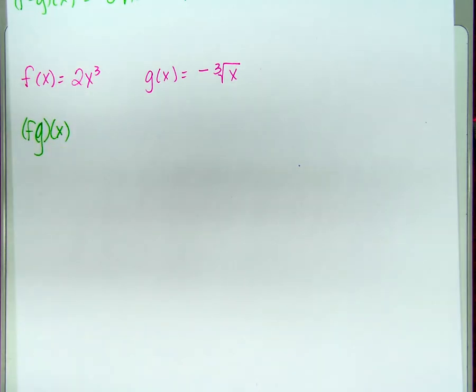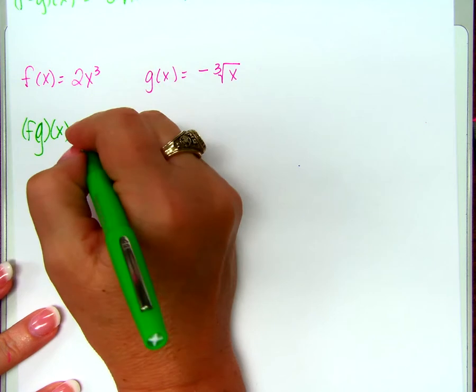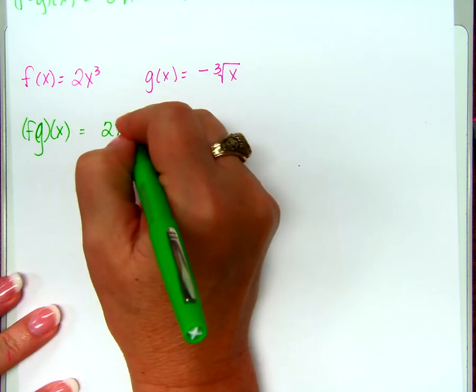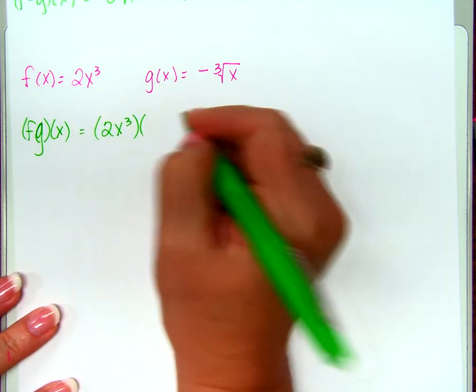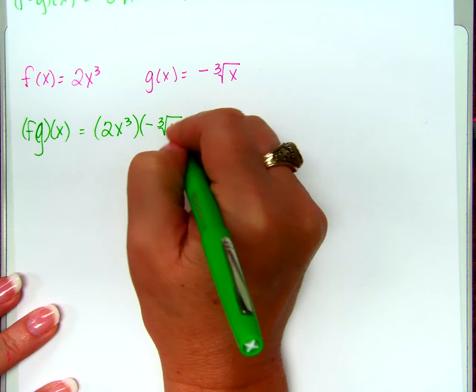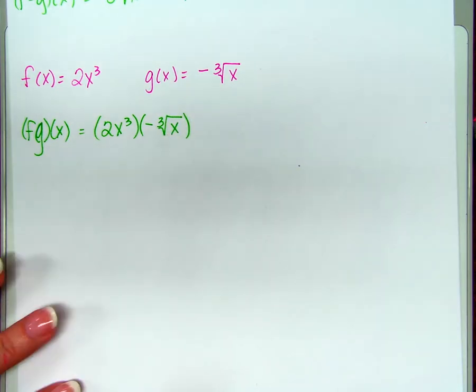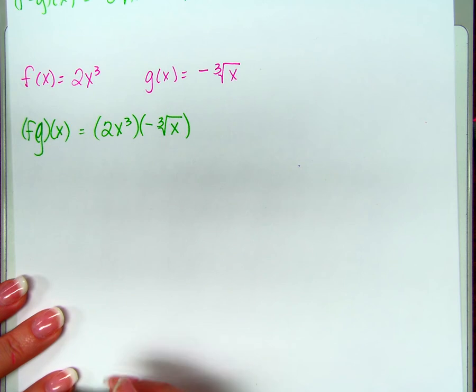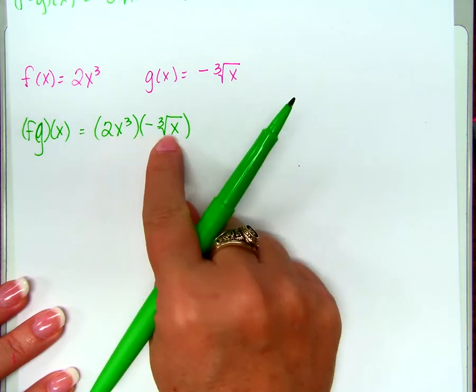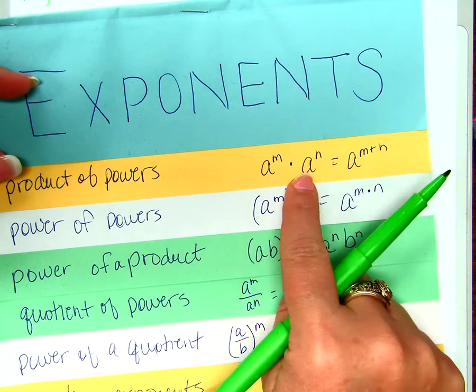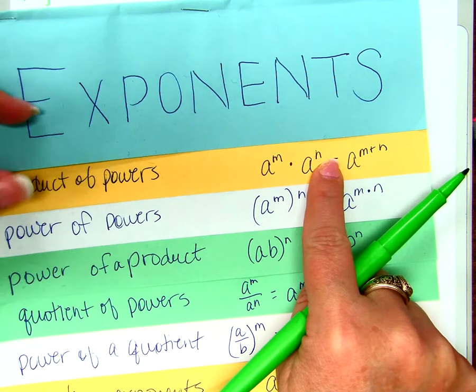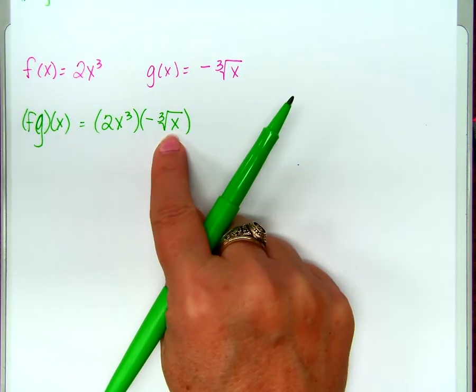multiply them. Can you multiply these? Okay, so that's 2x to the third times a -3rd root of x. It kind of looks like I have like bases, right? I've got an x here and an x here, and if I have like bases, I know from my exponent rules, if I have like bases, what do I do with the exponents? Add. But this looks too messy for me, so can I change it a little bit for you?